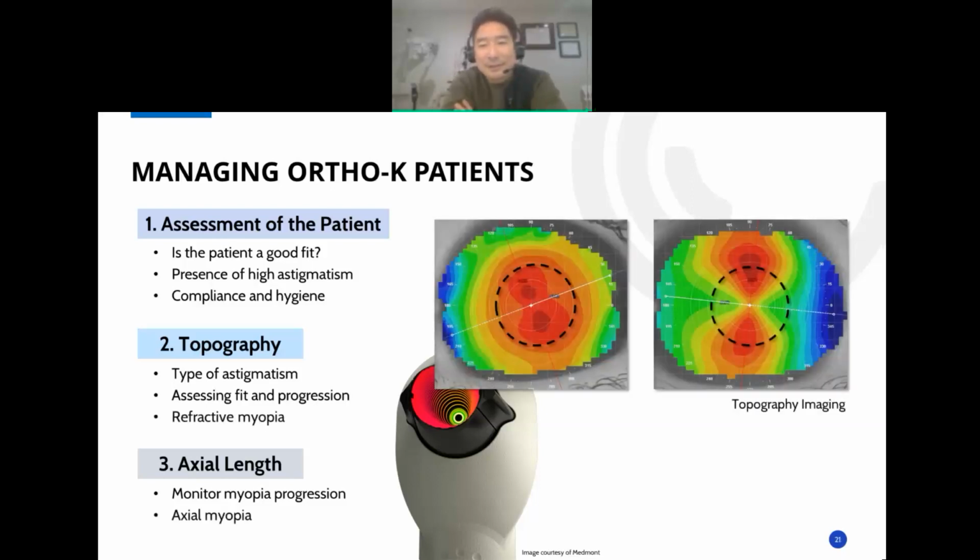So there's an example of a topography of astigmatism. The picture on the left shows the astigmatism is mostly inside the middle part, the circle part. That tells me it's apical astigmatism. So fitting ortho-K on this patient is actually pretty easy. You can still fit a spherical ortho-K there, because when you look at the outside edges, it looks pretty spherical.